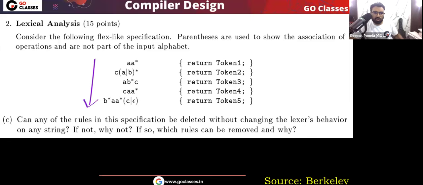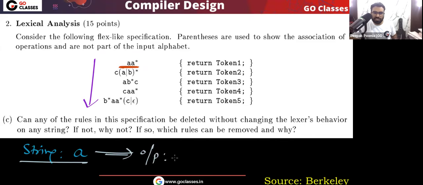So just go from top to down. You just see, will it ever be used? Tell me, this token 1, can it ever be generated? Yes, it can be generated because this has the highest priority. So for example, if you have a string a, then what will be the output for this string? For this string, the output will be token 1. Okay, yes or no? You have one length string a, then for this string, the output will be token 1. So yes, token 1 can be generated.